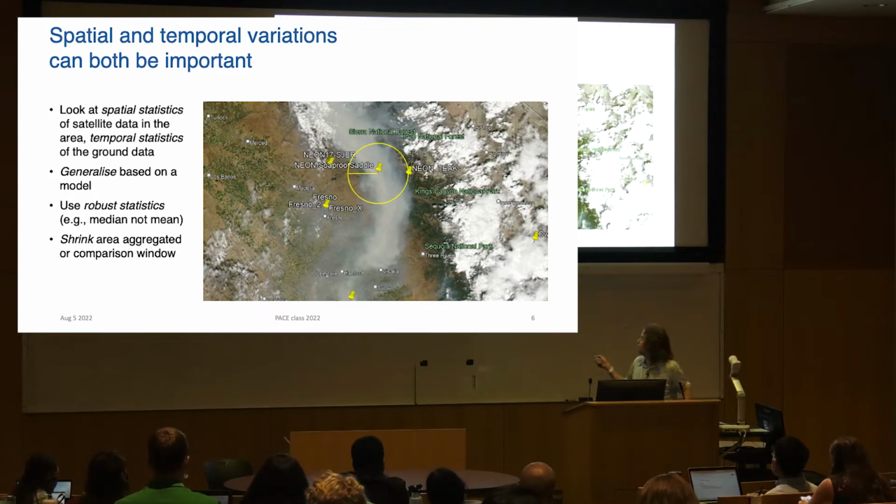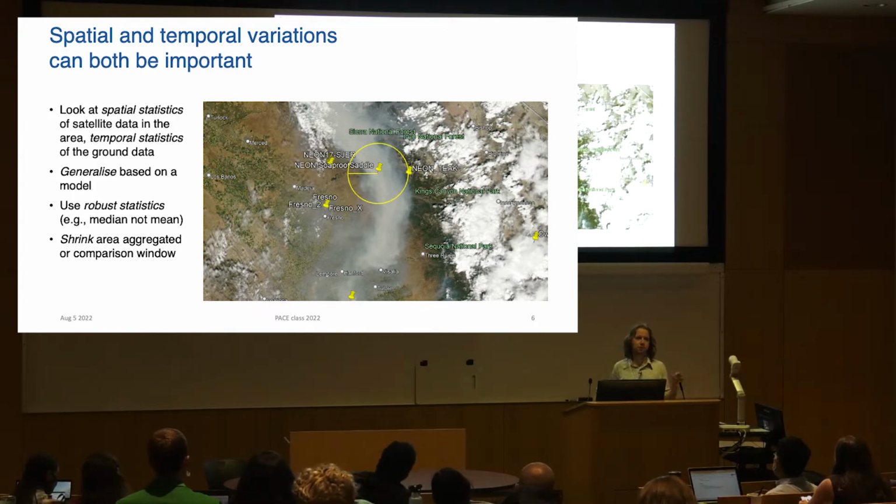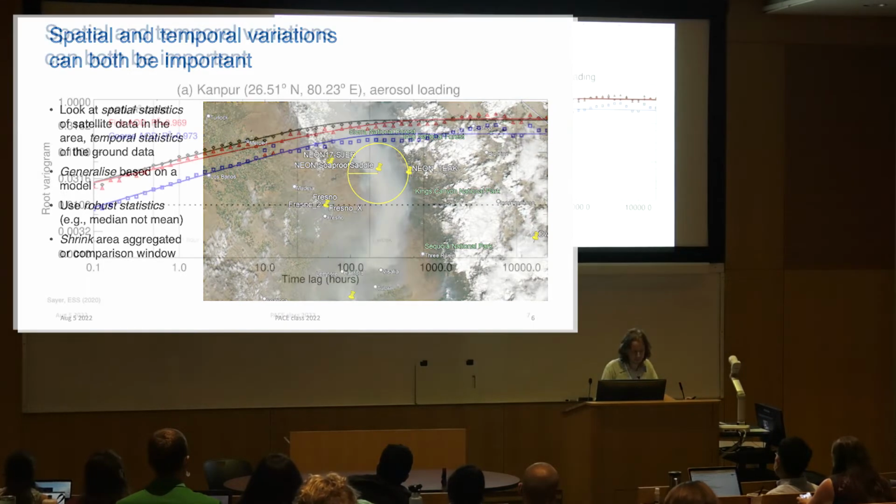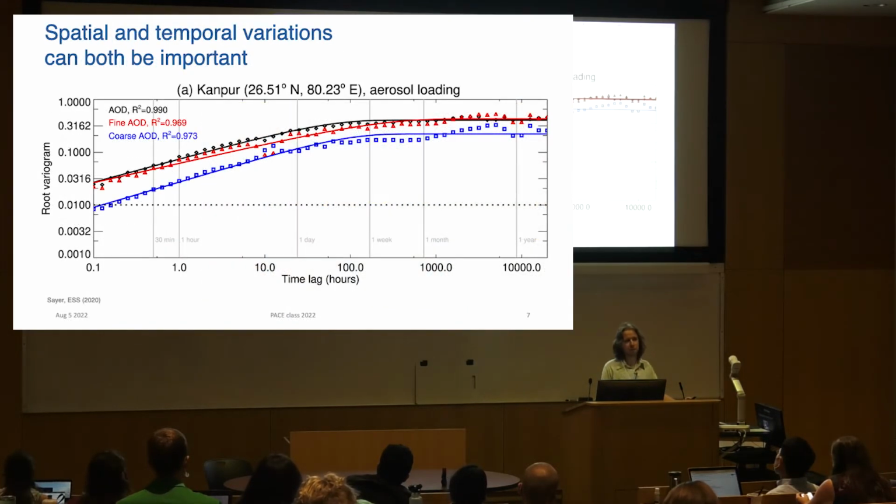You could also shrink the box you're averaging over, so that you get more exact matchups. But the trade-off is that the stricter you make this criteria, the more points you're going to kick out, and at some point you might not have enough matchups to say something useful at all. So this is the spatial domain. It's the same problem in the temporal domain. Thankfully, for aerosols at least, we have some constraints on that.